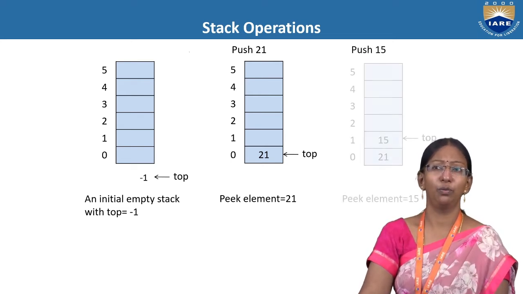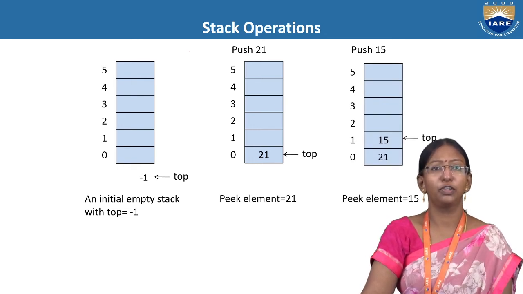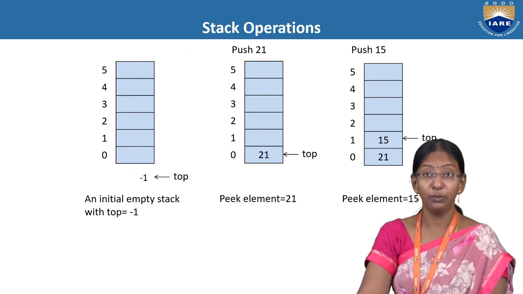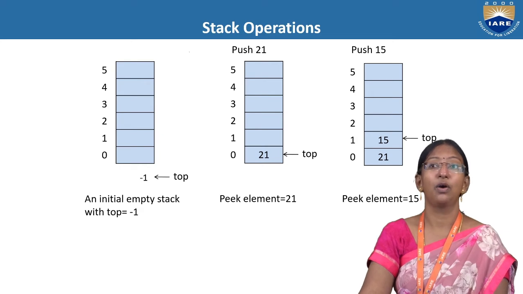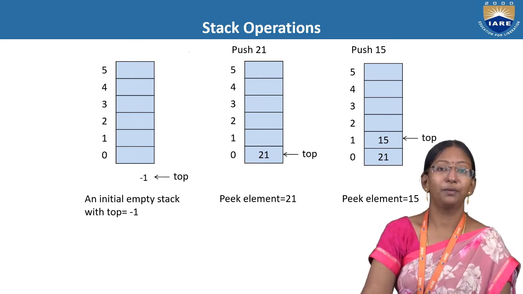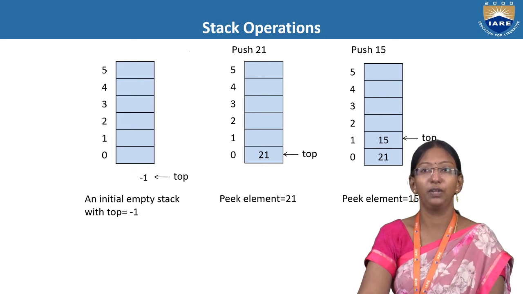Again, push 15. So where will it go and sit? At index value 1. Again, top will be incremented. Now top is pointing to 15, and that is at index value 1. Now the peek element is 15 because this is the recently inserted one, or the element pointed by top. Okay guys, take it: peek is the element pointed by the top. Now top is pointing to 15, so the peek element is 15.